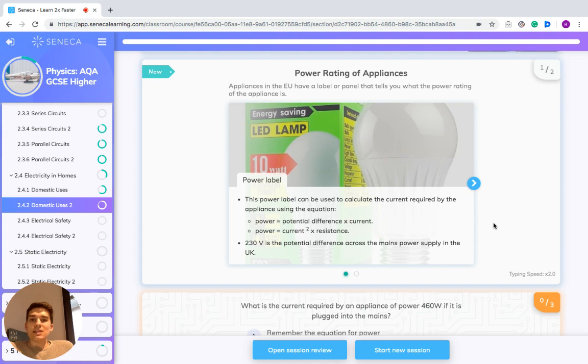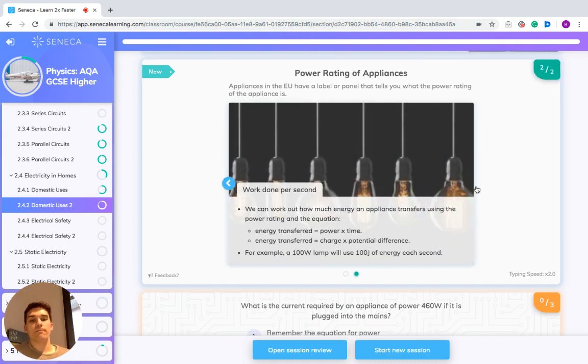So appliances in the EU have a label or panel that tells you what the power rating of an appliance is. And the power label can be used to calculate the current required by the appliance using the following equation. It's power equals potential difference times current. Or we can say power equals the current squared times the resistance. And 230 volts is the potential difference across the mains power supply in the UK.